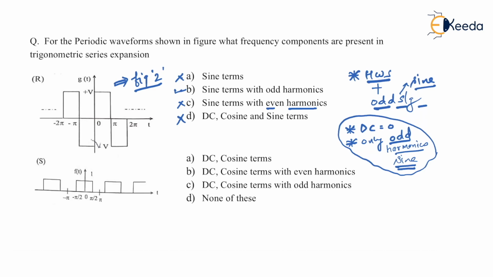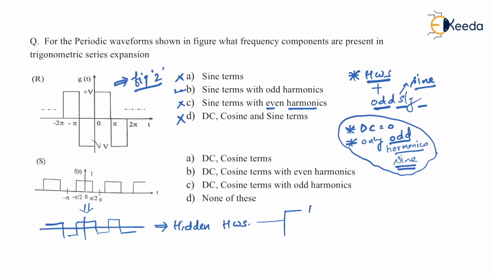The last one, that is figure S, you have to identify what frequency components are present in its trigonometric Fourier series expansion. Just see to it. You have to see whether it is even, odd, or if it is having some hidden half wave symmetry. For the sake of example, in the last-to-last PPT we have taken the same example. If you just shift it by half quantity, then it will look like this. So definitely it is nothing but hidden half wave symmetry.